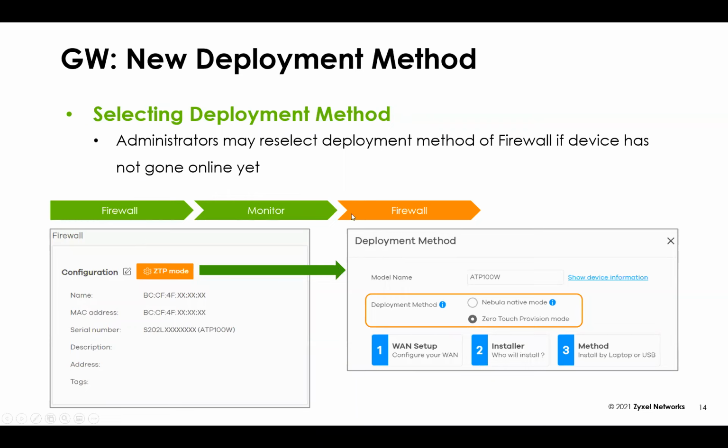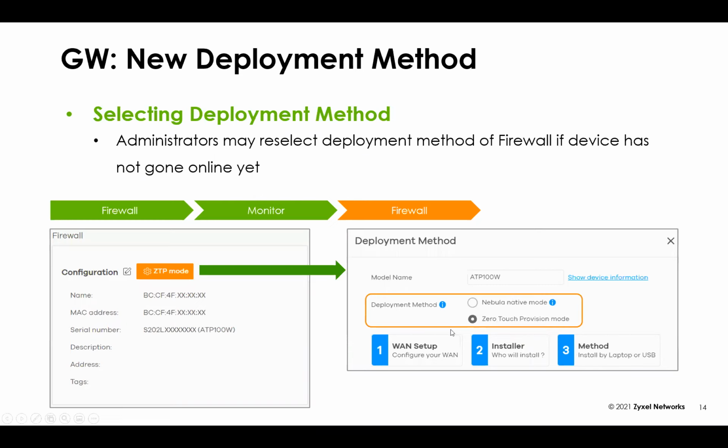If you go to Firewall Monitor and then go to the Firewall section, there'll be a section up here that says the configuration where a button says ZTP mode. When you select this option, you're going to be given the option to choose your deployment mode. If you do not have the ZTP certificate, if this is a device that you're configuring that previously was in standalone mode and does not have 5.10 to begin with, and it doesn't have that ZTP certificate, the Nebula Native Mode option will be grayed out. So you will not be able to select this option. Your only option will be the Zero Touch Provisioning mode.